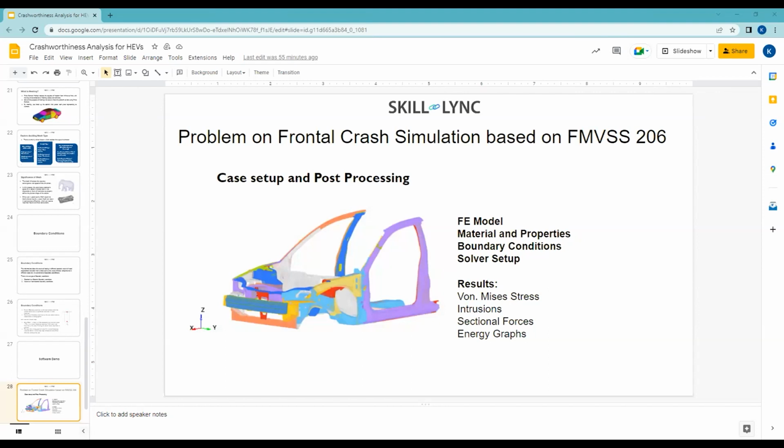Then we have applied the velocity to this car body, and it is ultimately crashing into this rigid wall, and we are trying to find out the results. By results, I mean the von Mises stress generated, depending upon your von Mises theory of failure.